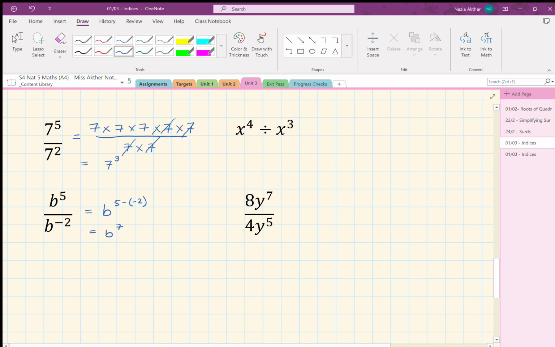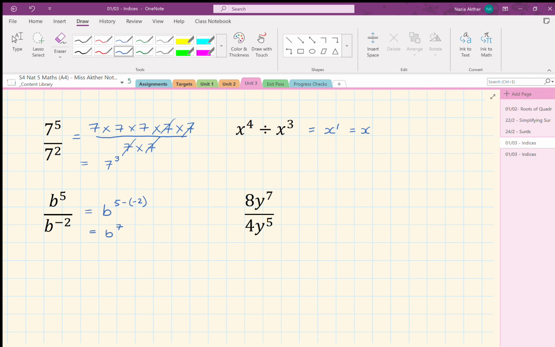In the third example, we've got x to the power of 4 divided by x cubed. So our answer is x to the power of, well, we're doing 4 take away 3, so it's the power of 1. And that is just the same as writing x, because we've only got one x, so x to the power of 1 is just x.